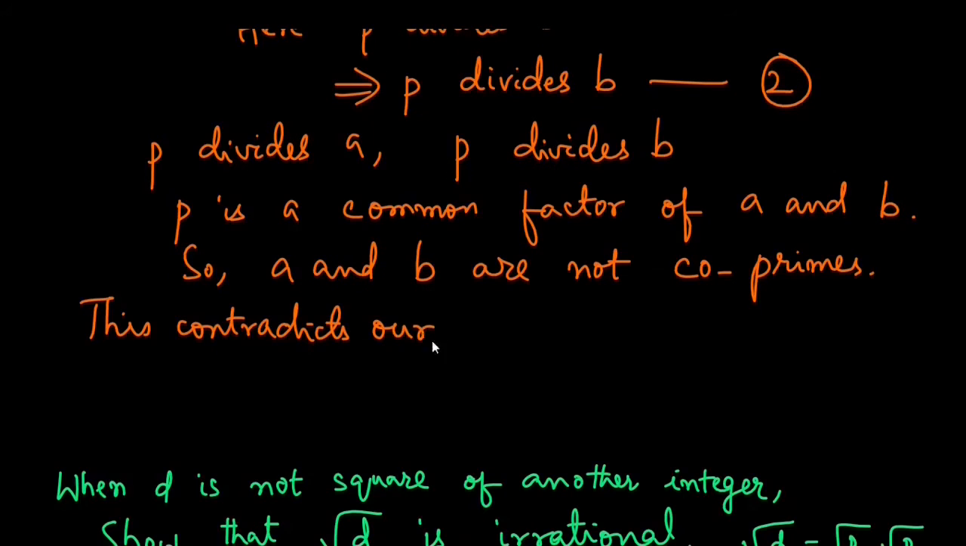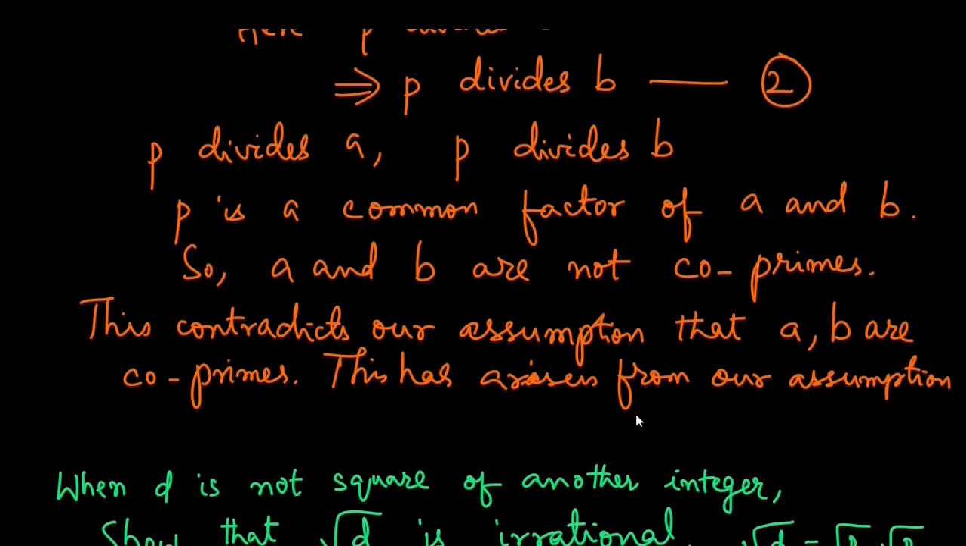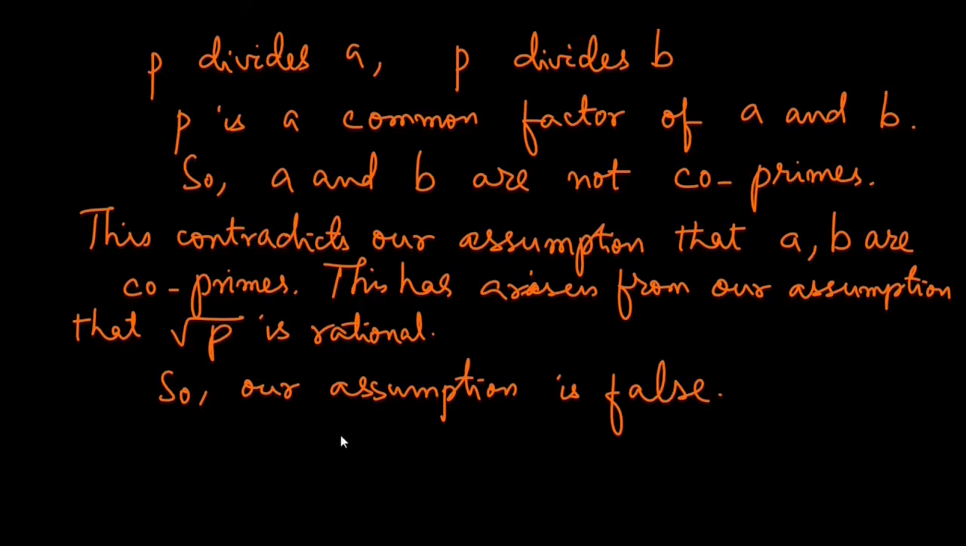This contradicts our assumption that a, b are co-primes. Why has this contradiction arisen? This has arisen from our assumption that root p is rational. So our assumption is false. So we conclude that root p is irrational.